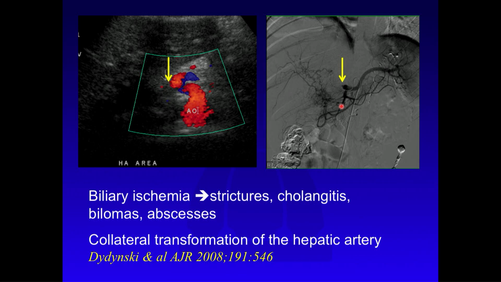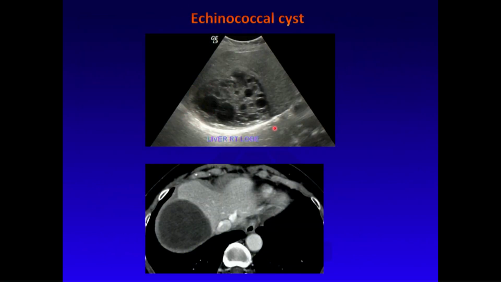Now, if I'm not able to follow the hepatic artery, I'm going to recommend a CTA. And why are these patients at risk? Because while the liver is mostly supplied by the portal vein, the hepatic artery is the main supplier of the bile duct. And if the hepatic arterial supply is not good enough, you can have biliary ischemia with ischemic strictures, abscesses, and bilomas.